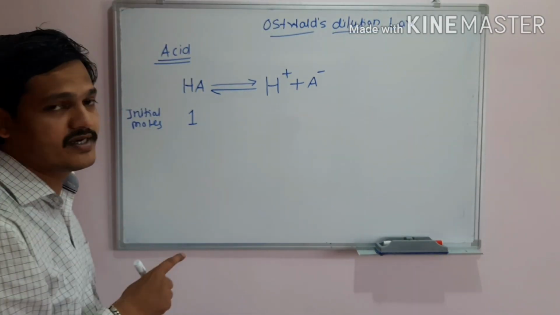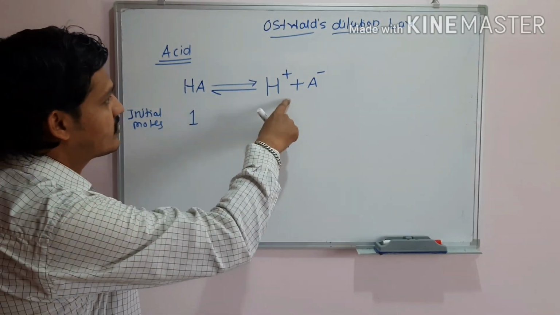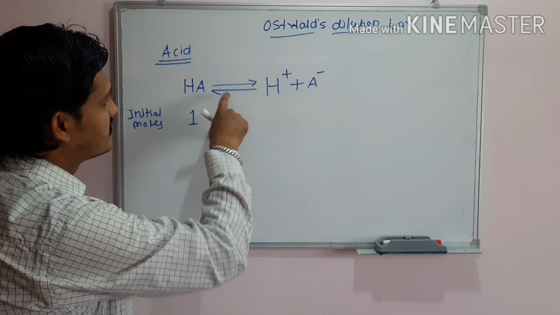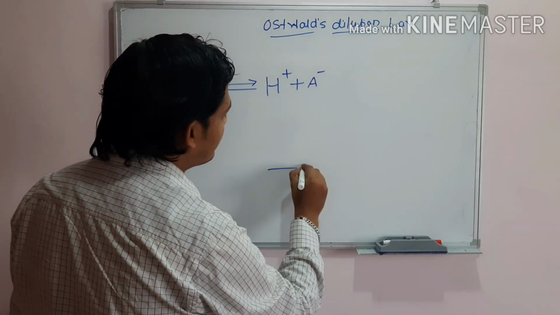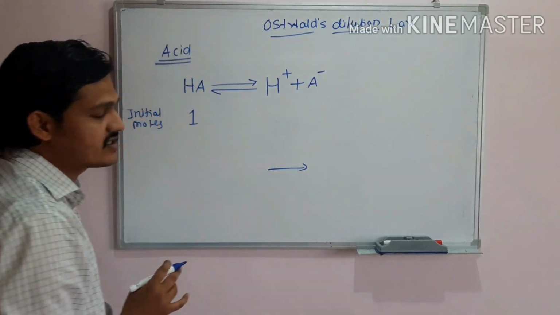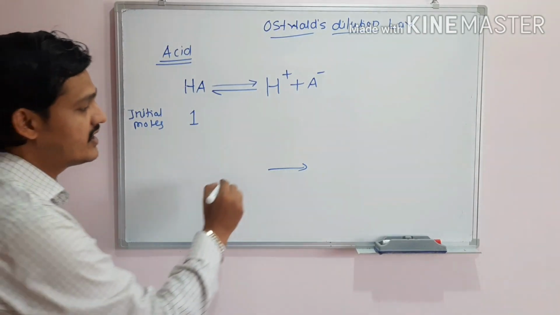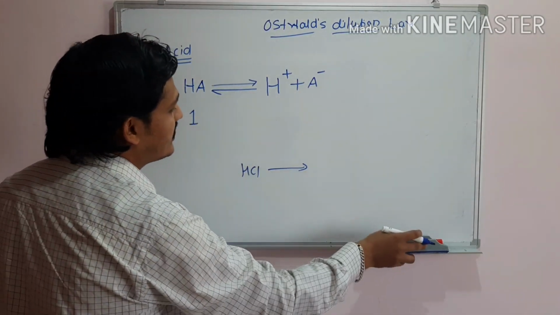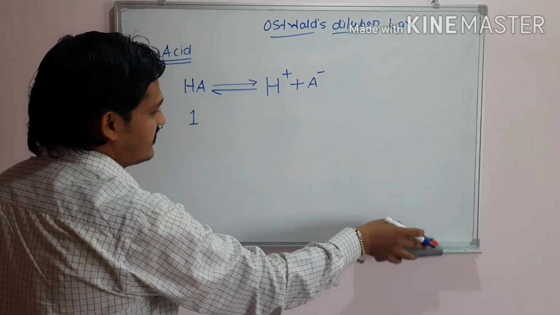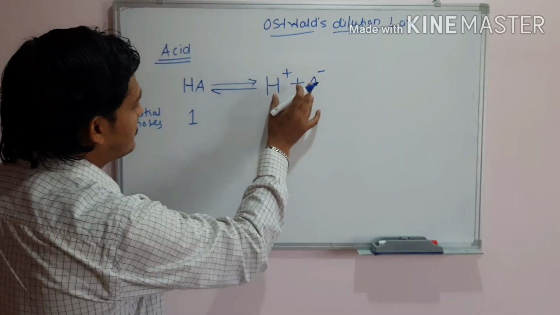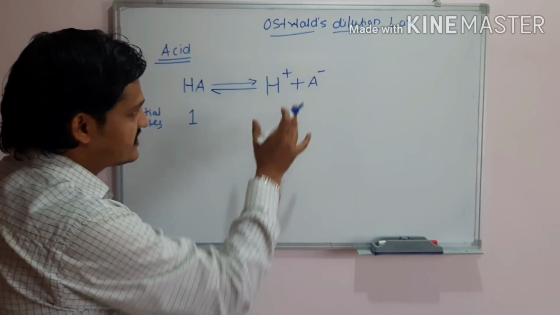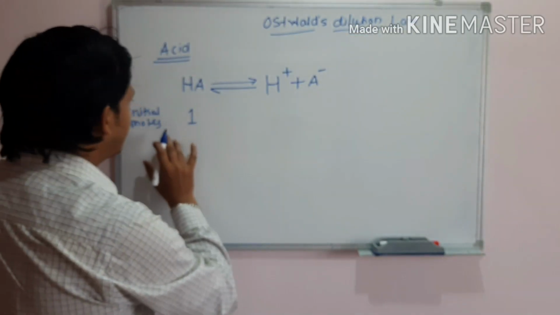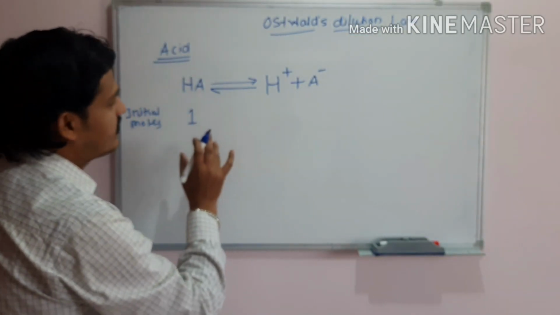How many moles will dissociate? Because it is a weak electrolyte, and a weak electrolyte is always expressed with a reversible arrow. A strong electrolyte has only a single arrow, because a reversible reaction is not possible for strong acids and strong bases. In a weak electrolyte a reversible reaction is possible, because HA converts into H plus and A minus, which combine together to form HA. So the initial moles of HA is 1 mole.